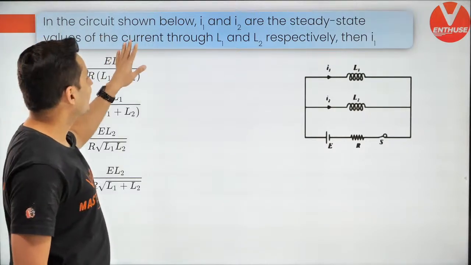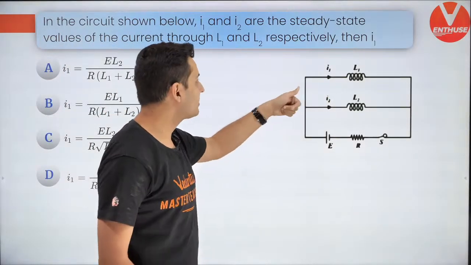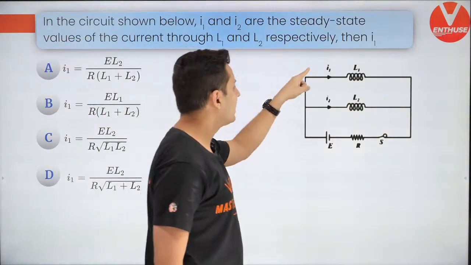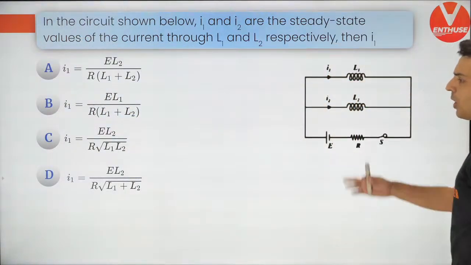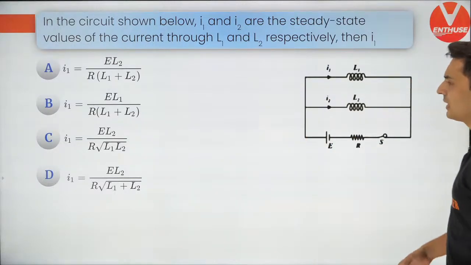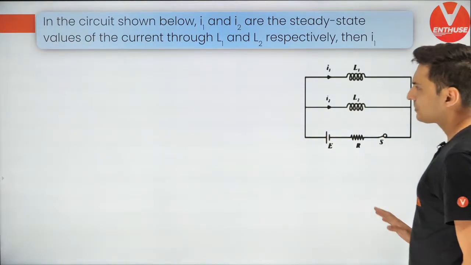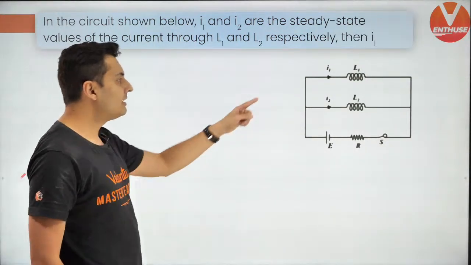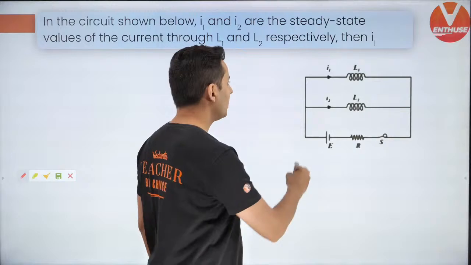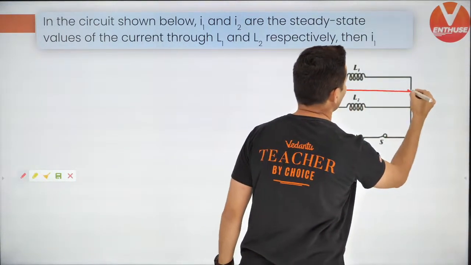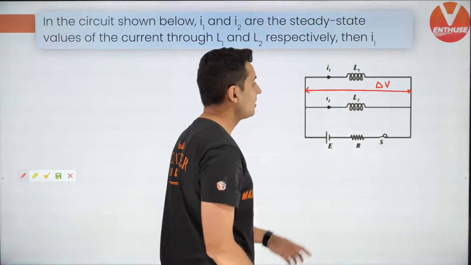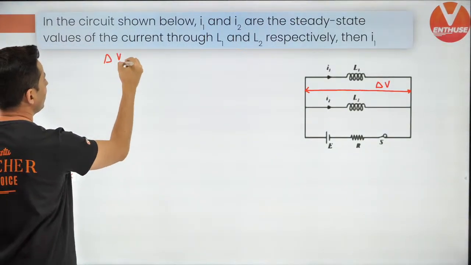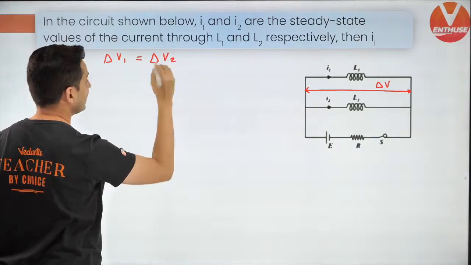Now, in the circuit shown below, I1 and I2 are the currents in the steady state through L1 and L2. Then what is the value of current through this inductor 1? Options are given. Don't worry about it. But you just have to find I1. Now, the way to go about it is, remember one thing. Both these inductors are in parallel. If they are in parallel, what will be same across them? The potential difference. So potential difference across inductor 1 is potential difference across inductor 2.